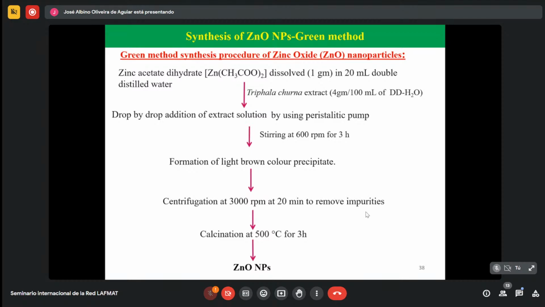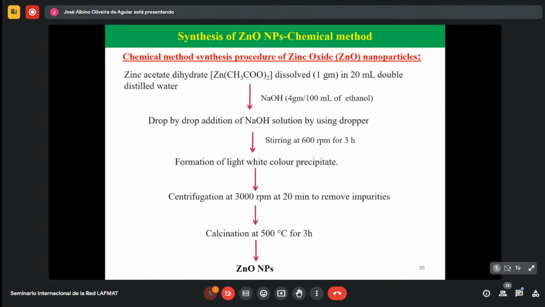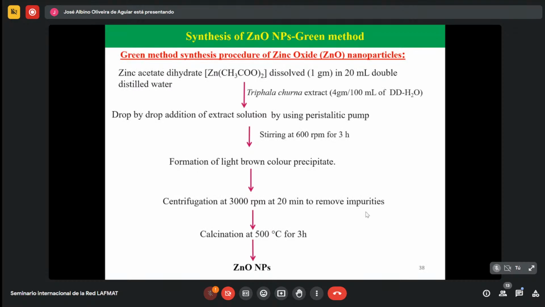Yeah, so this is another aspect of metal oxide nanomaterial, zinc oxide nanomaterial. Zinc acetate is dissolved in distilled water, then we add the extract, that is Tirpala Chopana extract. We make the extract and then add it to the metal salts, then a brown color precipitate forms, then it is centrifuged. Calcination at 500 degrees for 3 hours gives the zinc oxide nanomaterial. Next.